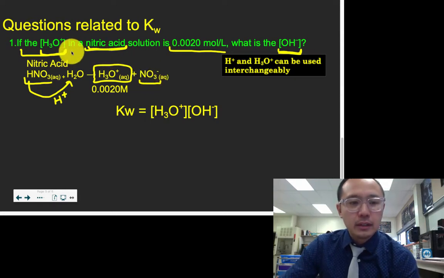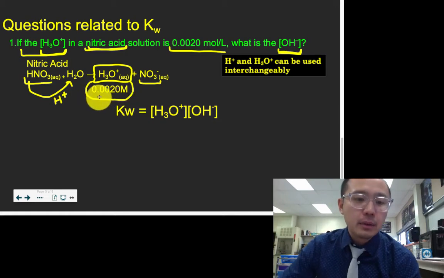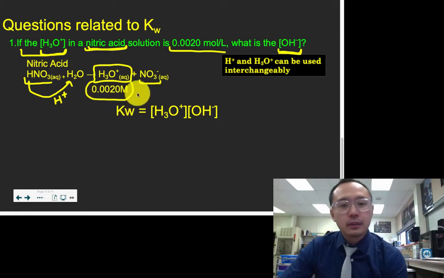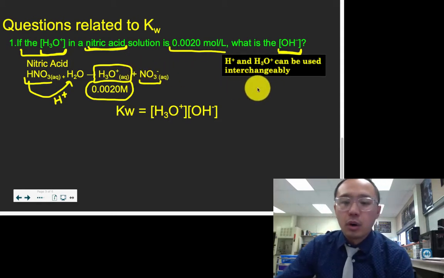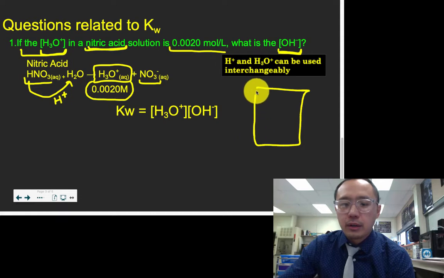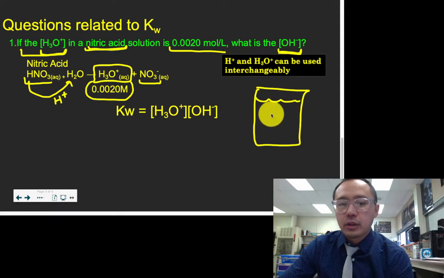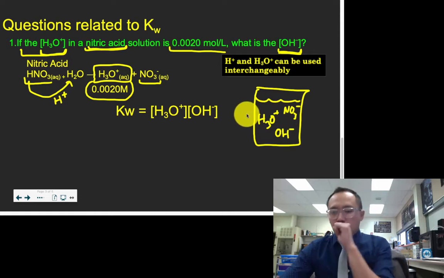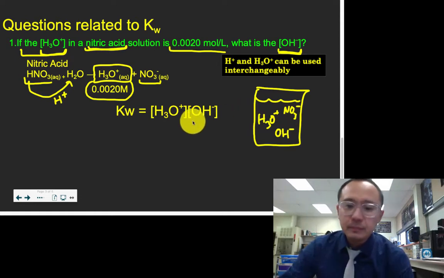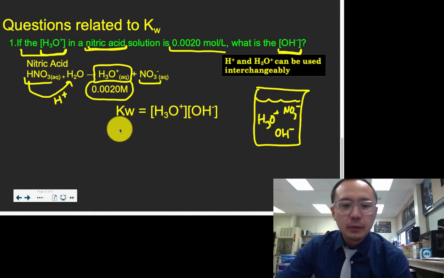And what the question is saying is that you actually have a concentration of hydronium ion of 0.0020. So the question is asking, what's the hydroxide ion? Remember, this is still in water solution, and water can be dissociated into your hydronium ion and also OH negative. And somewhere in this solution also contains your nitrate, NO3 minus. So the question is, how do we calculate this? What is my hydroxide ion?